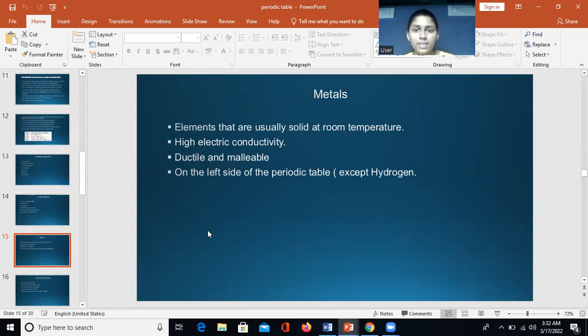Then let us come to the metals. Metals are the elements that are usually solid at room temperature, and they have high electric conductivity, and they are ductile and malleable. And they are on the left side of the periodic table, that is except hydrogen.